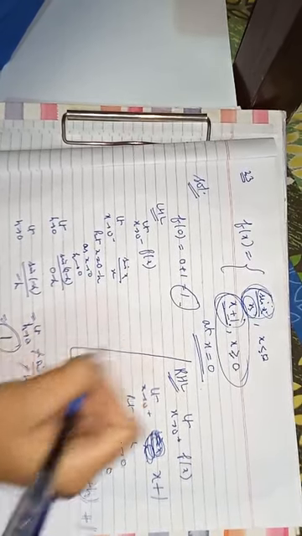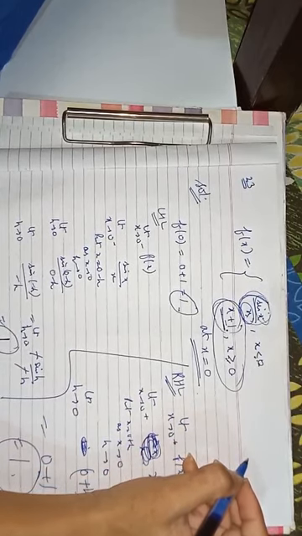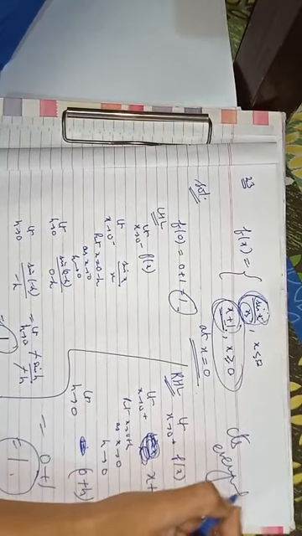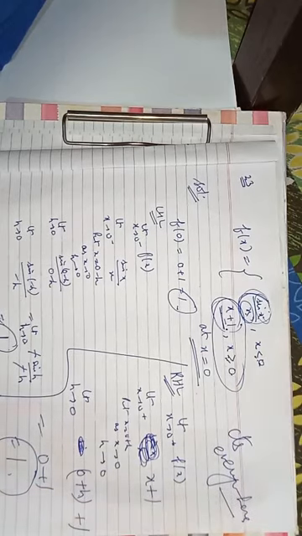1, 1, 1, all are equal. So the given function has no point of discontinuity. This function is continuous everywhere, or you can say there is no point where the function is discontinuous.